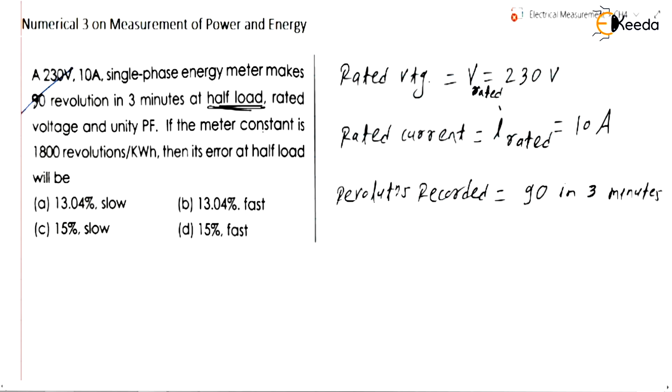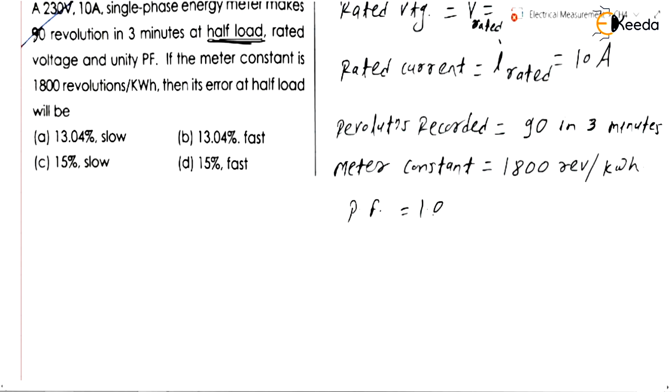Next, the meter constant is 1800 revolutions per kilowatt hour. The power factor is given as 1.0. Now, can we find the energy consumed in 1 hour?